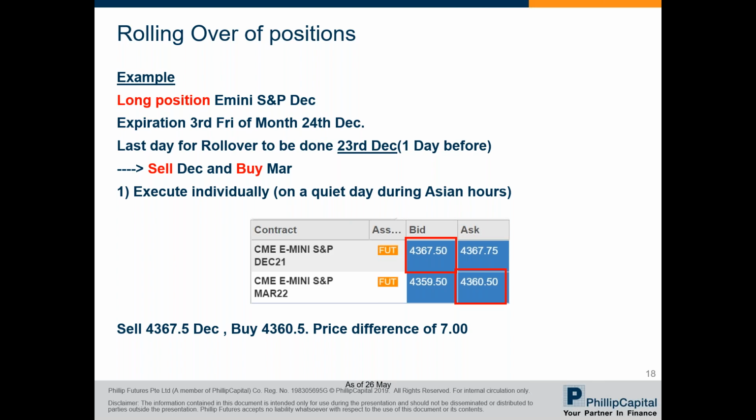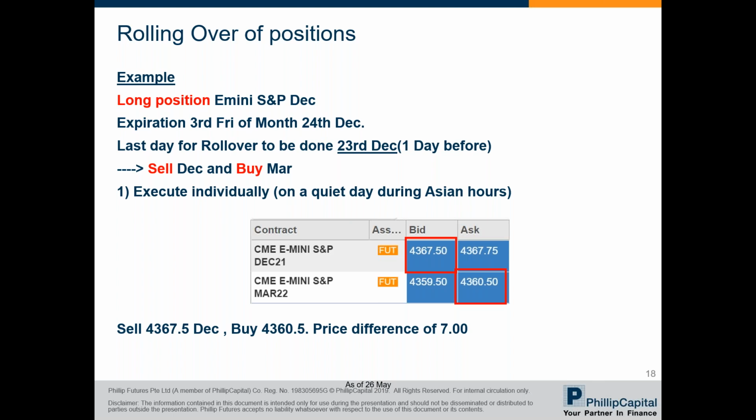CME Index Futures are quarterly month contracts, so the next available month is March contract. As you can see here at the bottom is the table for the 2 contract months, the December and March 2022. To sell at the market price, we look at the bid price on the December month contract as highlighted in the red box. To buy, we look at the offer price or the ask price on a March contract, also in the red box. So for the December month, the selling price is 4367.5. And for the March contract, we buy at market 4360.5.